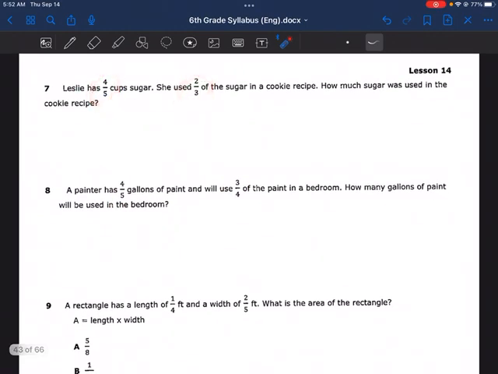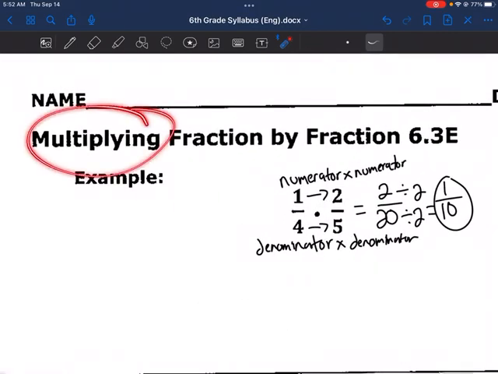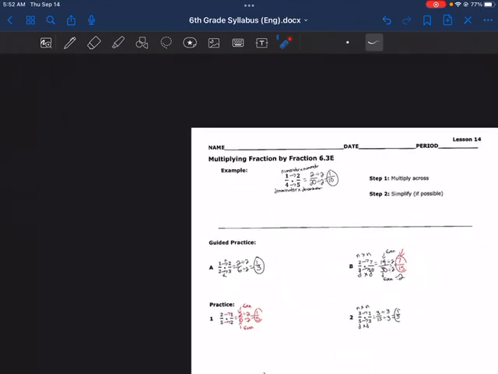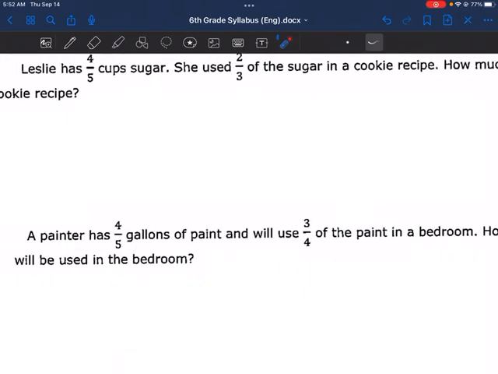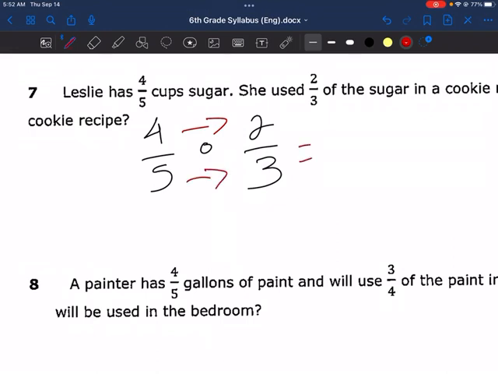That's our lesson right now. So you know that you are going to multiply these fractions. You're going to do the same thing we just did. And if it can be simplified, awesome. If not, that's our answer. All right?